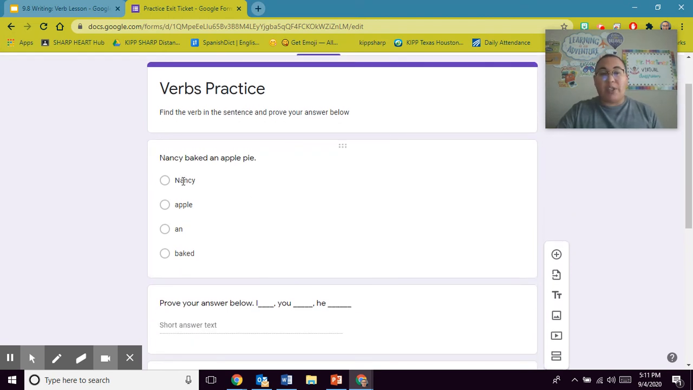So you're going to see your sentence, and then you need to choose which word is the action verb. So this sentence reads, Nancy baked an apple pie. So which word is the action verb? Is it Nancy? Is it apple? Is it Ann? Is it baked? Remember that you can use this sentence stem to help you.